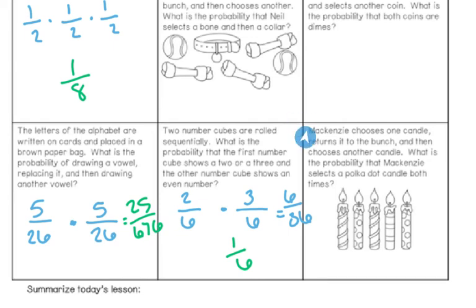Finally, I want you to go ahead and try this last problem here all by yourself. Mackenzie chooses 1 candle, returns it to the bunch, and then chooses another candle. What is the probability that Mackenzie selects a polka dot candle both times? In this problem, there are 5 total candles, and 2 of them are polka dotted. So on my first try, I want to get one of the 2 of the 5 candles because they're polka dotted, and then I put it back, and then I try again, and I again want to have 2 out of 5 of those candles. Probability of these events occurring is 4 out of 25.